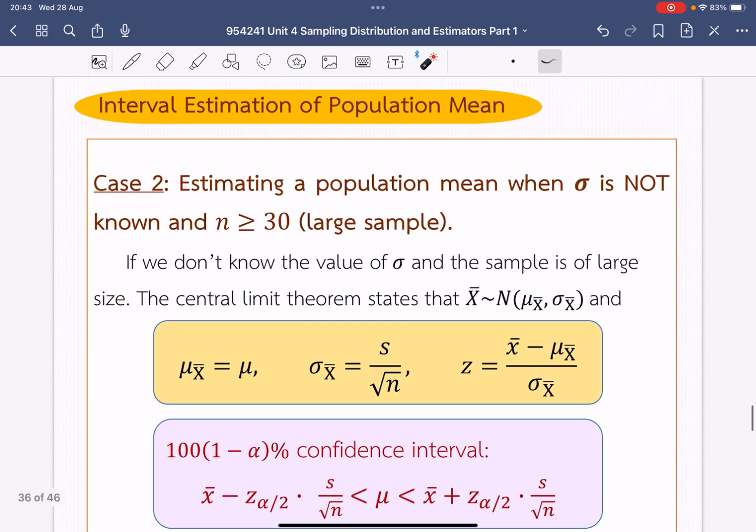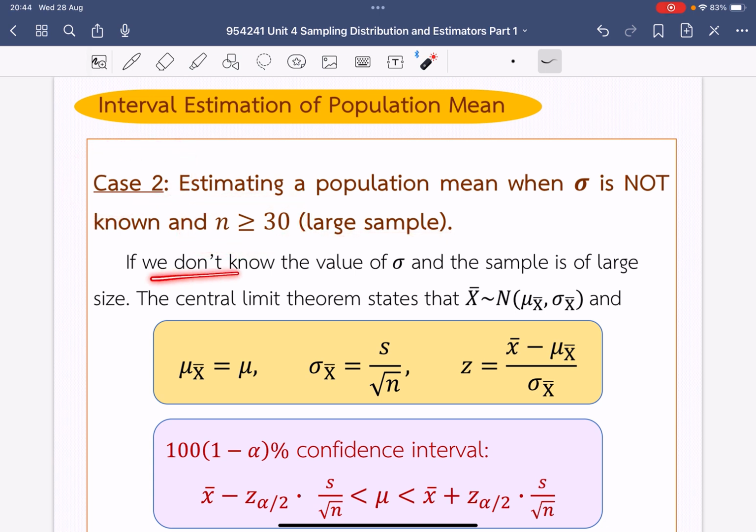But if you don't know sigma, we come into case 2. We split into case 2 and case 3. If sigma is not known, to estimate the population mean when sigma is not known, and we know that n is greater than or equal to 30, we call this a large sample. So if your n is 30 and above, then we use case 2.